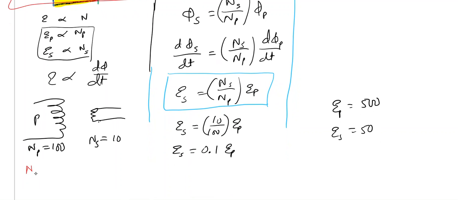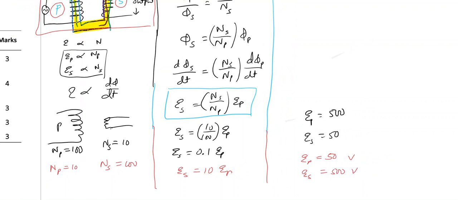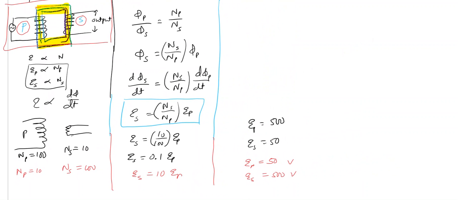Suppose you take NP to be 10 and NS to be 100, then epsilon S will be 10 times epsilon P. And then if your primary is having 50 volt, the secondary coil will make it 500 volt. Okay, so then it is called a step up transformer. So that is all we need to know about the transformer. One or two things I would like to add here.